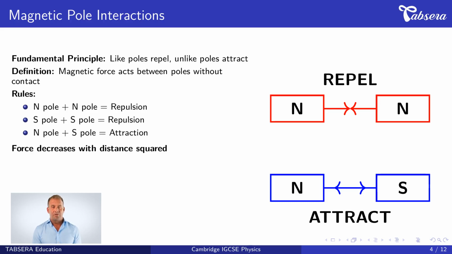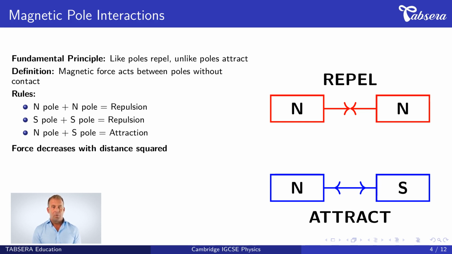Let's explore our first core concept, magnetic pole interactions. The fundamental principle states that like poles repel, unlike poles attract. This means magnetic force acts between poles without physical contact, demonstrating action at a distance. The definition is, magnetic force acts between poles without contact through invisible magnetic fields. Let's examine the rules systematically.